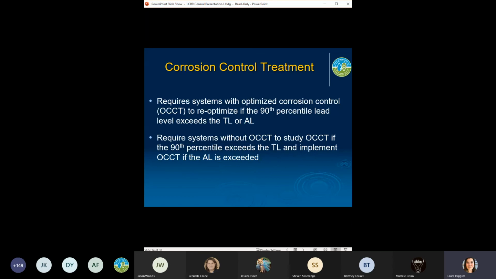Okay, corrosion control treatment. The LCRR requires systems with optimized corrosion control to re-optimize if the 90th percentile lead level exceeds the trigger level or the action level. It also requires systems without optimized corrosion control to study OCCT if the 90th percentile exceeds the trigger level and implement OCCT if the action level is exceeded.